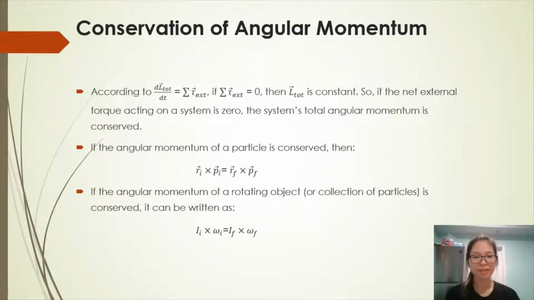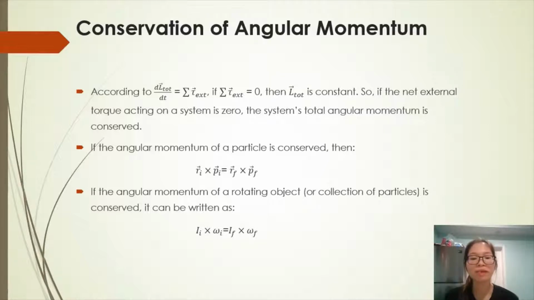According to the previous equation, the net external torque acting on the system is zero, and the system's total angular momentum at that time is conserved. If the angular momentum of a particle is conserved, then the radius at the initial time times the linear momentum at initial will equal the radius final times the momentum final.